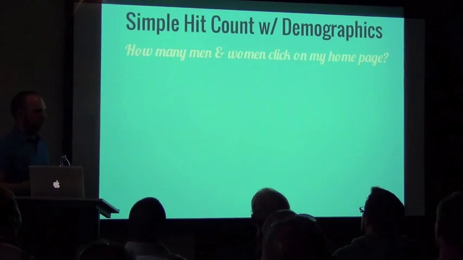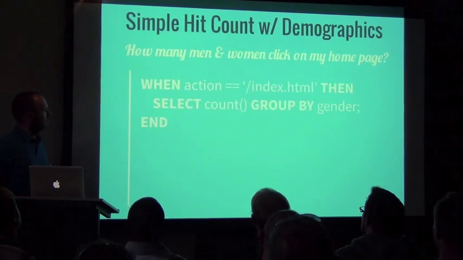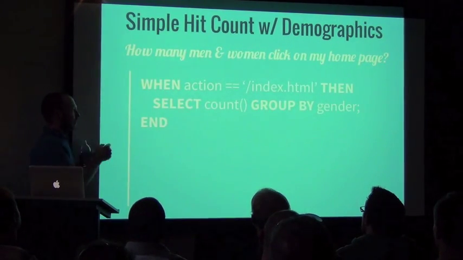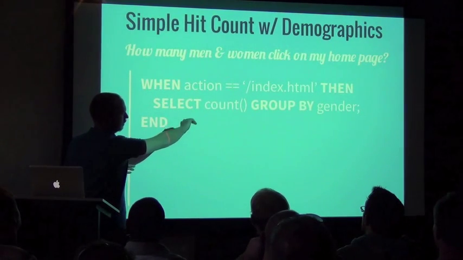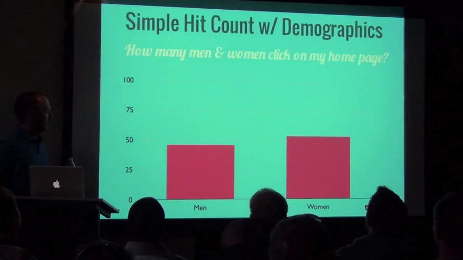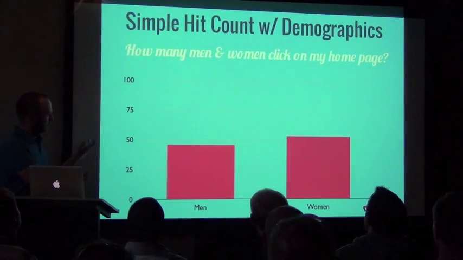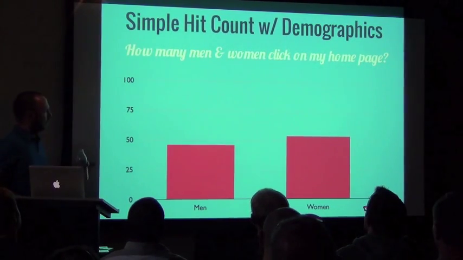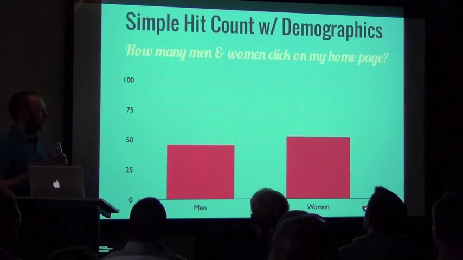And next, you might want to break this down further. Let's say men and women: how do they do this? So you can say, when they go to the homepage, we'll count it, but group by gender, to get some kind of dimension in there. Run this, and we get men and women, and see how many of each came. You can do all this kind of stuff with SQL, it's not hard. But we were using this "when" construct.